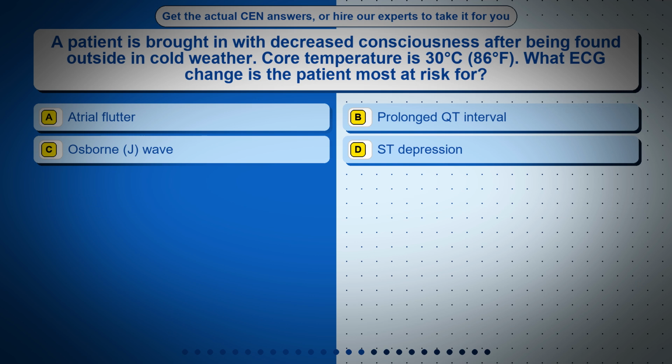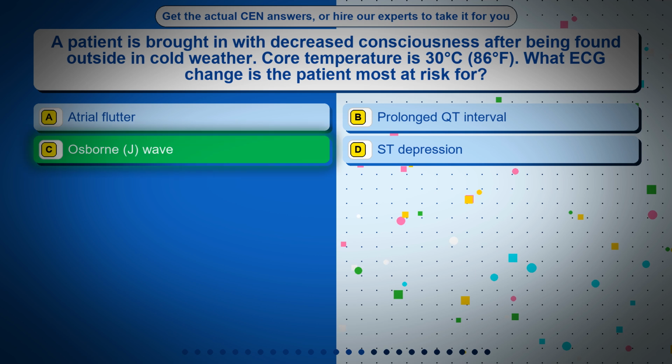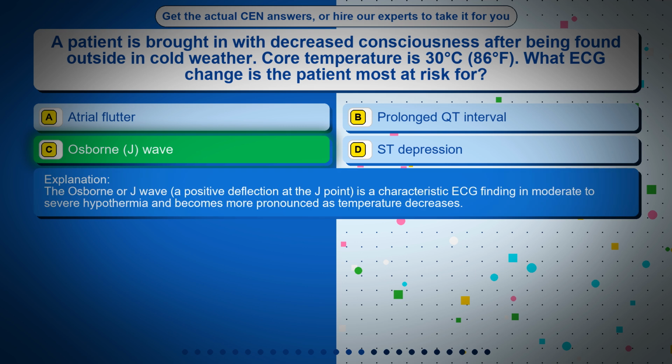Question 15. A patient is brought in with decreased consciousness after being found outside in cold weather. Core temperature is 30 degrees Celsius, 86 degrees Fahrenheit. What ECG change is the patient most at risk for? Option A, atrial flutter. Option B, prolonged QT interval. Option C, Osborne, J, wave. Option D, ST depression. The correct answer is option C, Osborne, J, wave. The Osborne or J wave, a positive deflection at the J point, is a characteristic ECG finding in moderate to severe hypothermia and becomes more pronounced as temperature decreases.